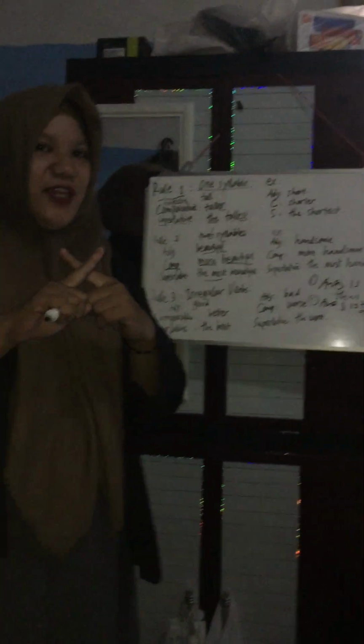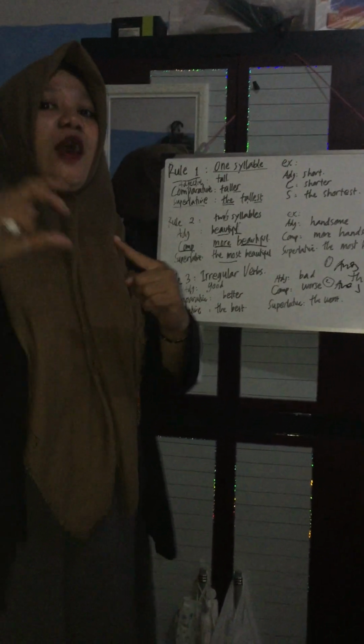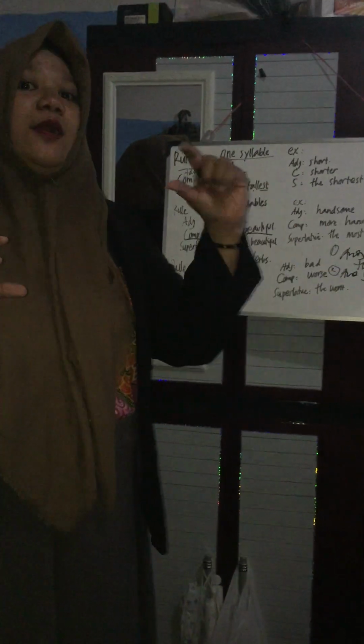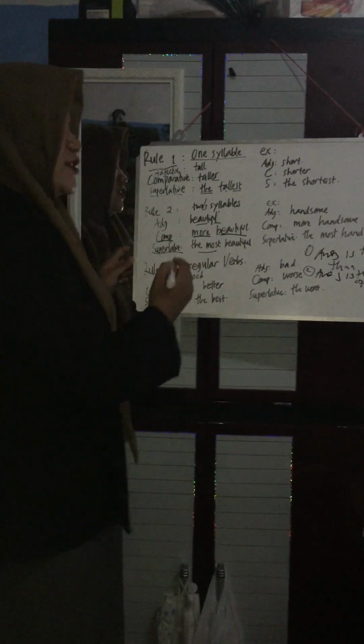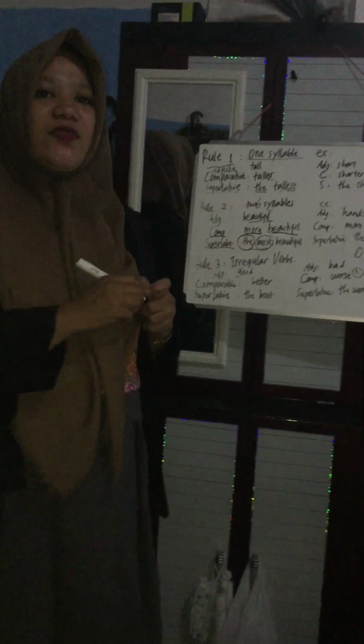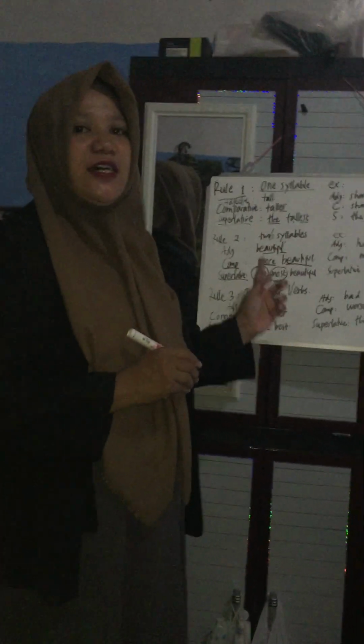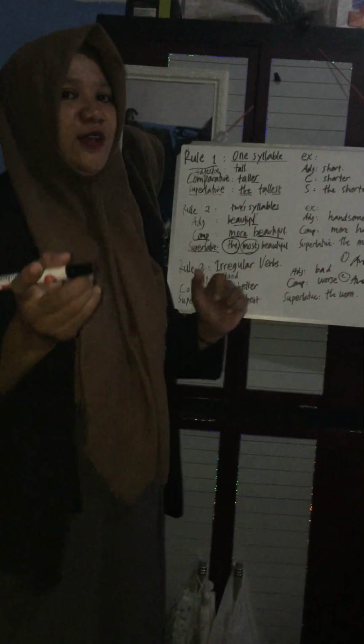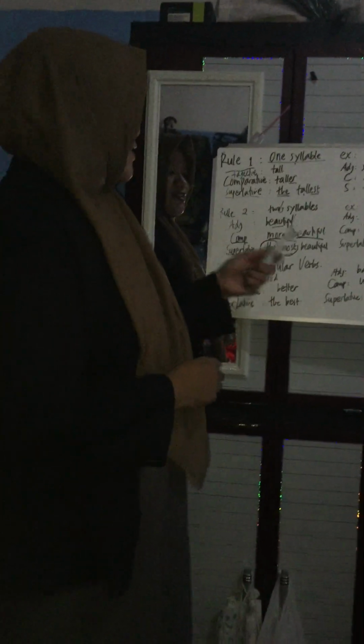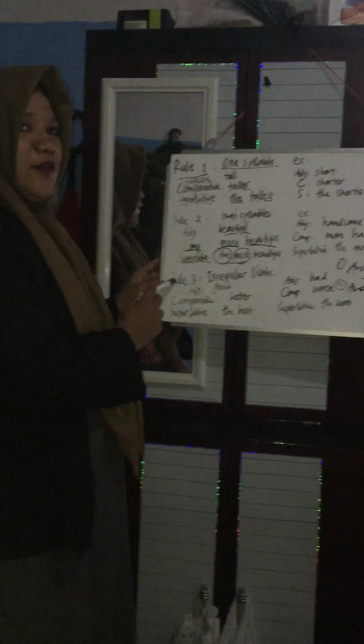It's wrong. Okay, you have to say more beautiful. Very good. And what about the superlative form? For the superlative form, don't forget, always use the, and then after that use most, and then add the adjective. The most beautiful. Can you repeat? The most beautiful. Very good. And what about rule number 3?